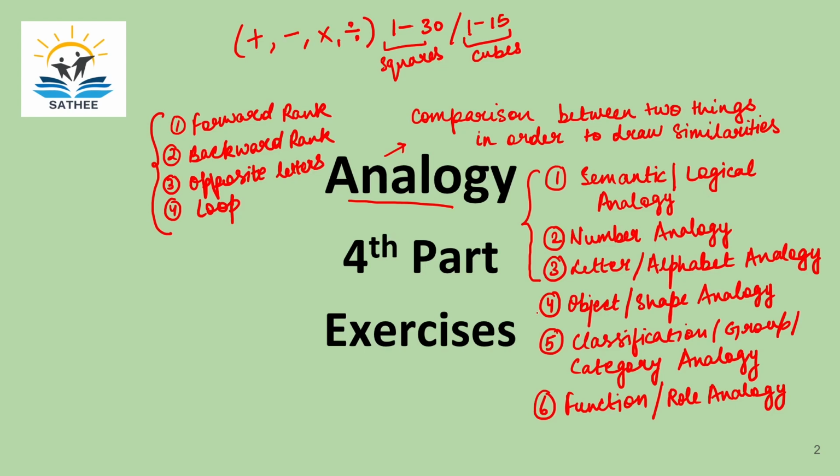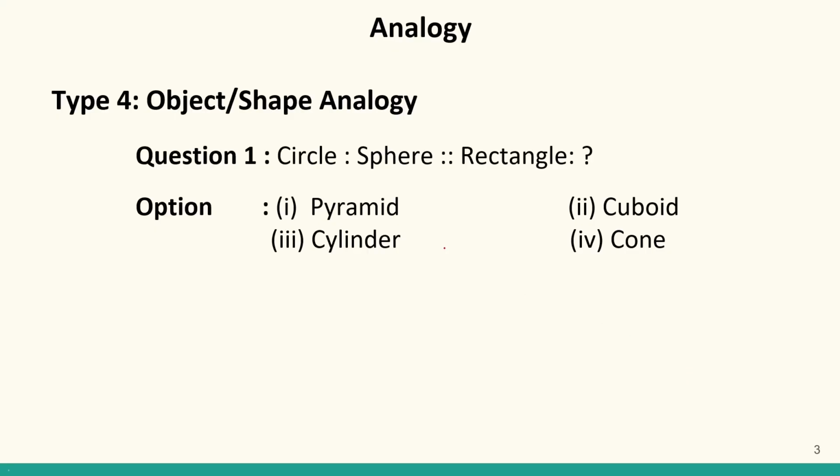In today's lecture, we will discuss these three types of analogy: object shape analogy, classification group category analogy, and function and role analogy. The first thing that we'll discuss today is object and shape analogy. Whenever we talk about object and shape analogy, there are certain concepts that you should know.